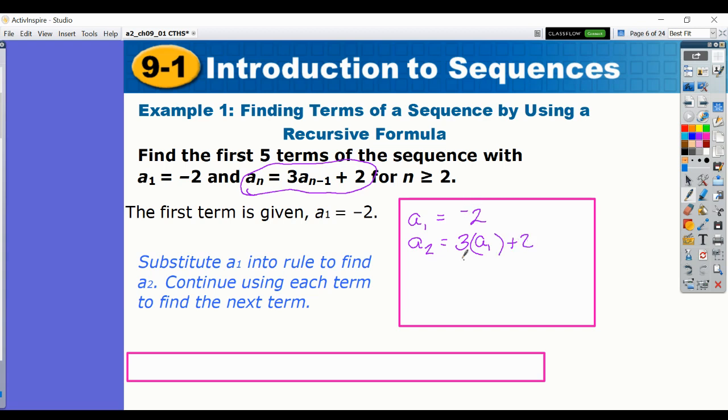Well, I already know a sub 1 is negative 2. So the answer to that is negative 6 plus 2 is negative 4. And that's how you find each of these.